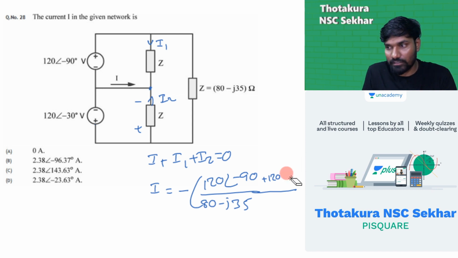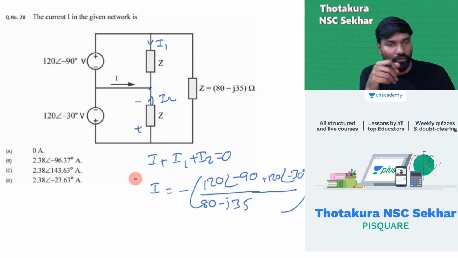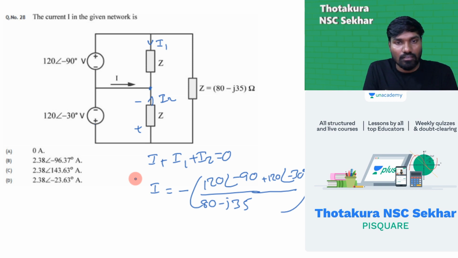Okay, minus 30 degrees. So this is the value of I, equal to minus of this. That's it. Now you should find the value, whatever value it gives, that's the answer. Okay, use calculator. 120. See, without using a calculator you can also do this addition if you have good practice. 120 at an angle minus 90 degrees.